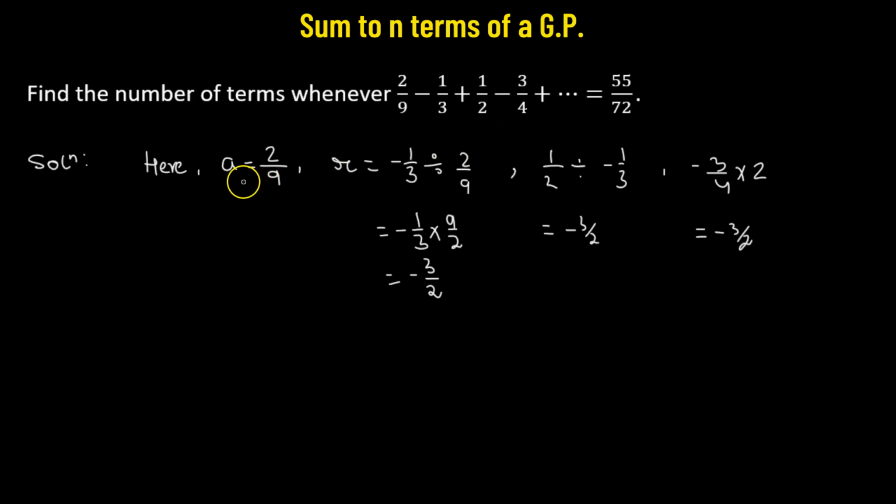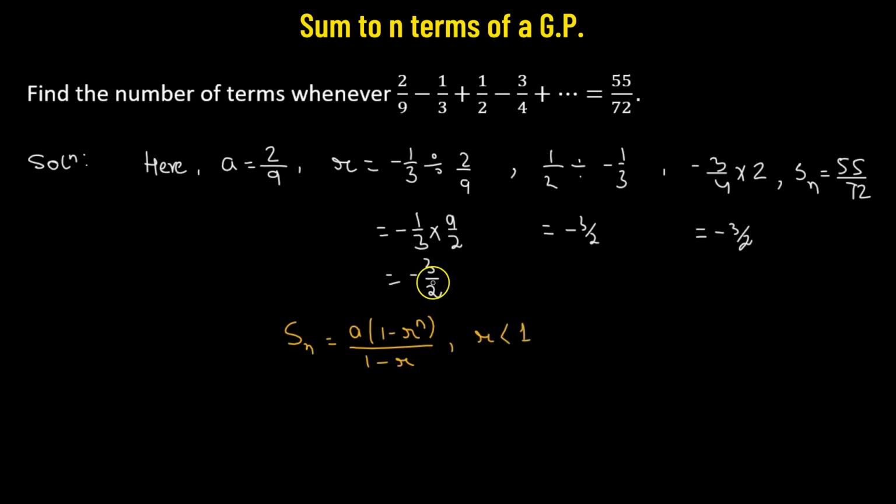Now that we have the value of the first term and the common ratio, we can find out the total number of terms. So here, we're assuming that there are n number of terms, so the sum up to n terms is given as 55 over 72. Now we're using the fact that whenever we have a geometric progression, the sum to n terms, Sn equals a times 1 minus r raised to the power of n divided by 1 minus r. So this particular sum holds whenever the absolute value of r is less than 1 or not equal to 1. So here we have -3 over 2, so this is definitely less than +1.